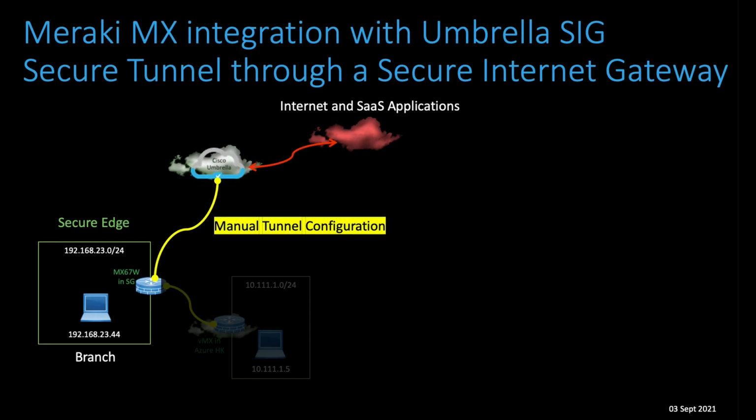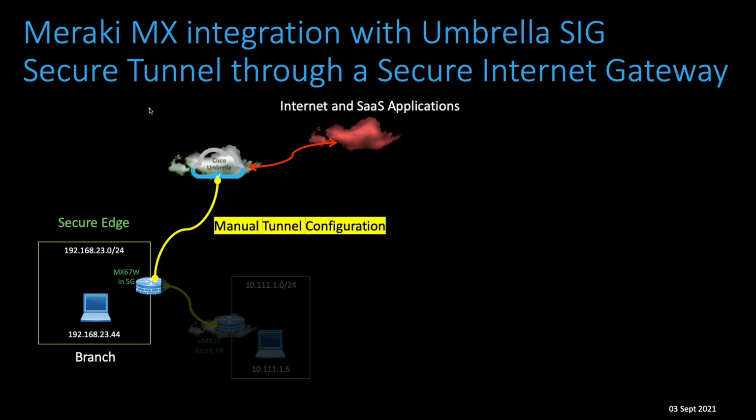So in this tutorial, I'm going to show you how to configure the Meraki MX with Cisco Umbrella SIG. We're going to configure a secure tunnel through the secure internet gateway. If you remember the last video, we created a site-to-site VPN between the VMX that I have in Azure Hong Kong and the MX67W in Singapore, in my branch office. Now, to continue with the SASE SD-WAN story, we're going to show you how to set up the secure edge configuration between the Singapore branch MX and Cisco Umbrella in Singapore.